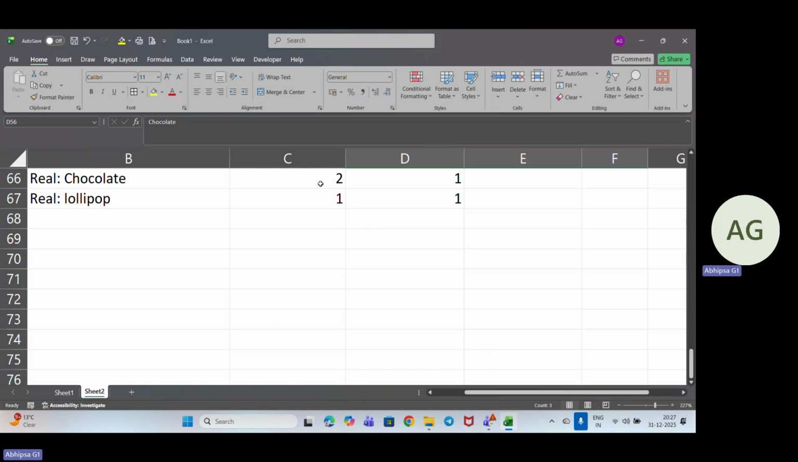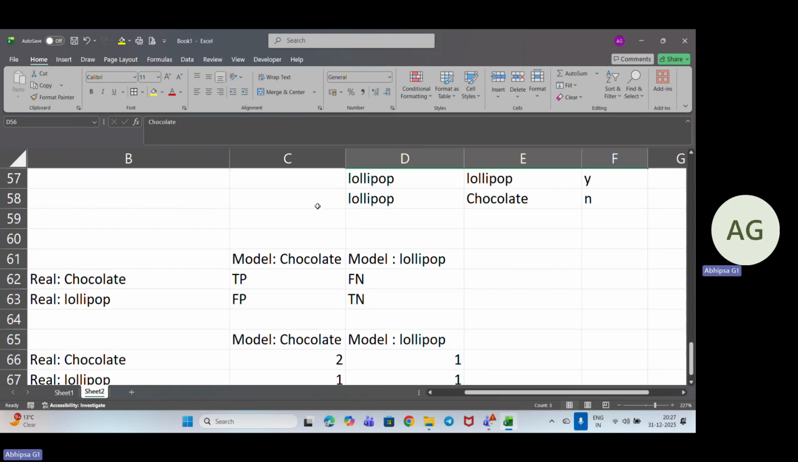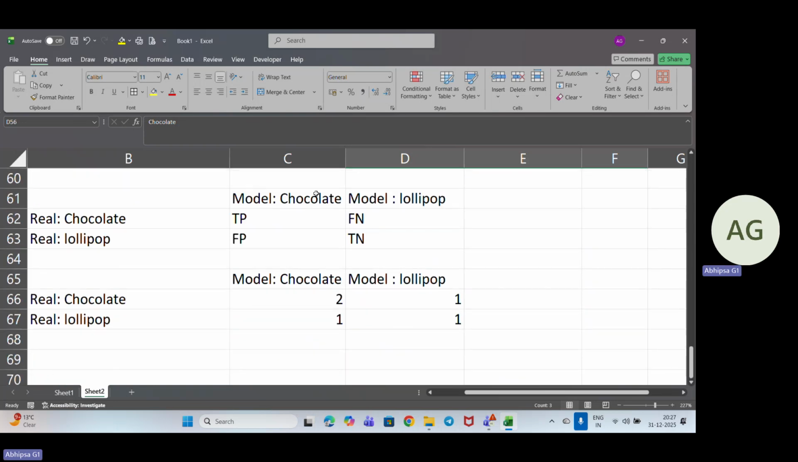Now coming down to true negative. The model said no and it was really no. So the model guessed lollipop and it was a lollipop. That is true negative. True negative is this one. This is true positive, this is true negative. So diagonally we are getting true values and diagonally we are taking the false values.